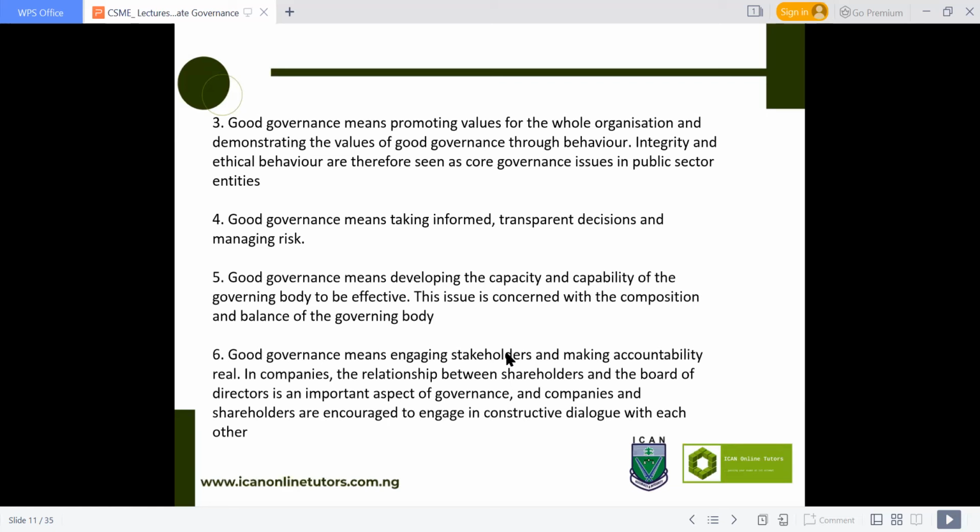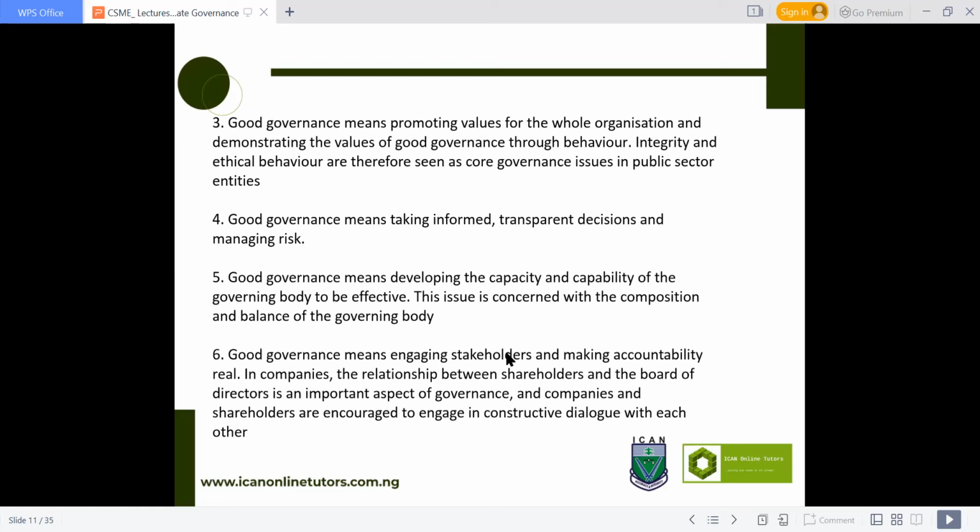Number 4, the 4th principle. Good corporate governance means taking informed, transparent decisions and managing risks. Very soon in your public sector, I think there's a section where you're going to learn that Nigeria is ranked low in budget transparency. Even Ghana is ahead of us in budget transparency. Everything is done, and when they have finished their work, we'll be seeing the results.